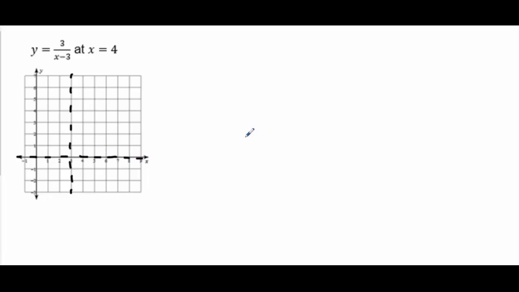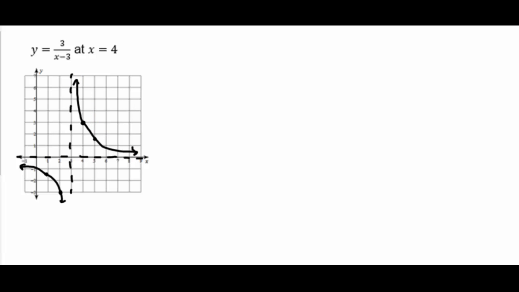It has a horizontal asymptote at 0, and then I can look at some points like (4, 3), (5, 1.5), (2, -3), and (1, -1.5). Those all come from a table of values, and I can look at my graph and say, okay, this is one of those deals where we're headed towards our asymptotes, like so.